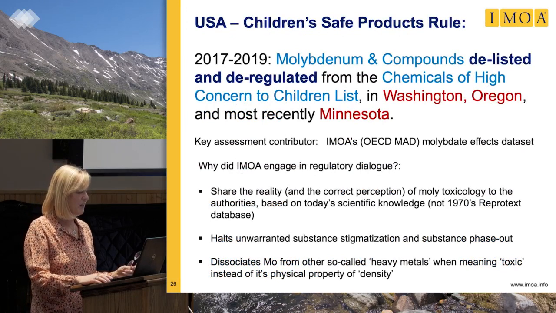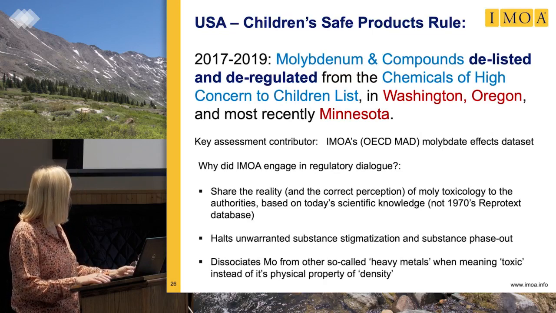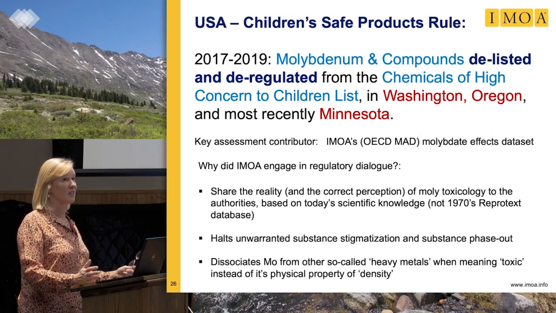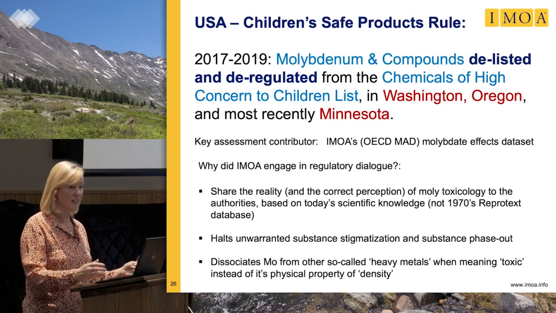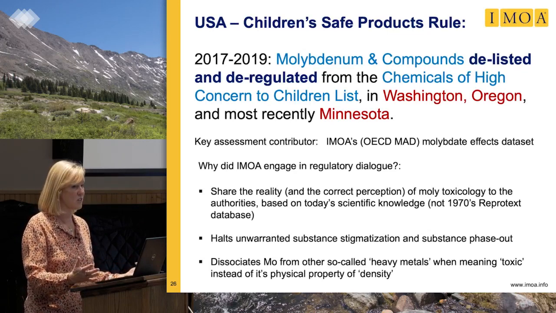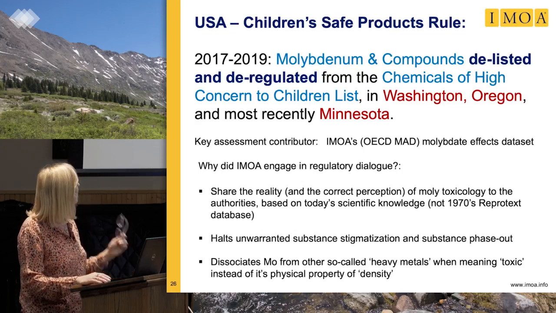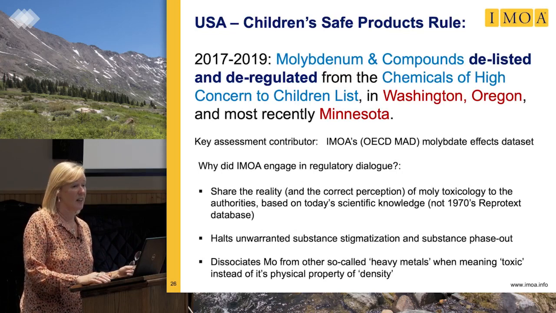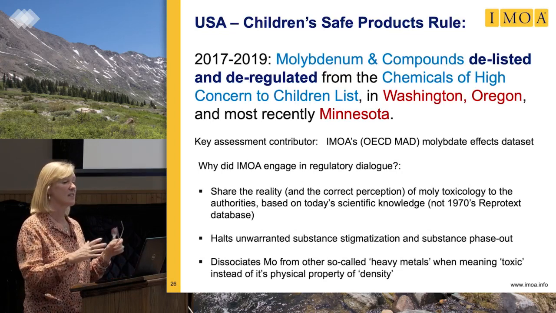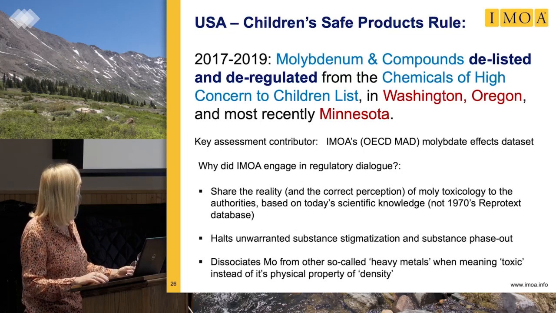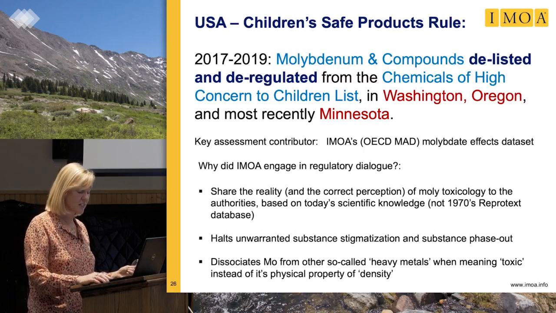So if we look more closely at one or two of them, we start with the Children's Safe Product Rule, other names are Toxic Free Kids legislation. It's something that is proliferating, and it's very important, of course. Nobody wants children or anybody really around toxic substances. And so molybdenum was actually on the list in Washington State. And this was the first state really that started with this type of legislation. And molybdenum compounds were on the list of chemicals of high concern.